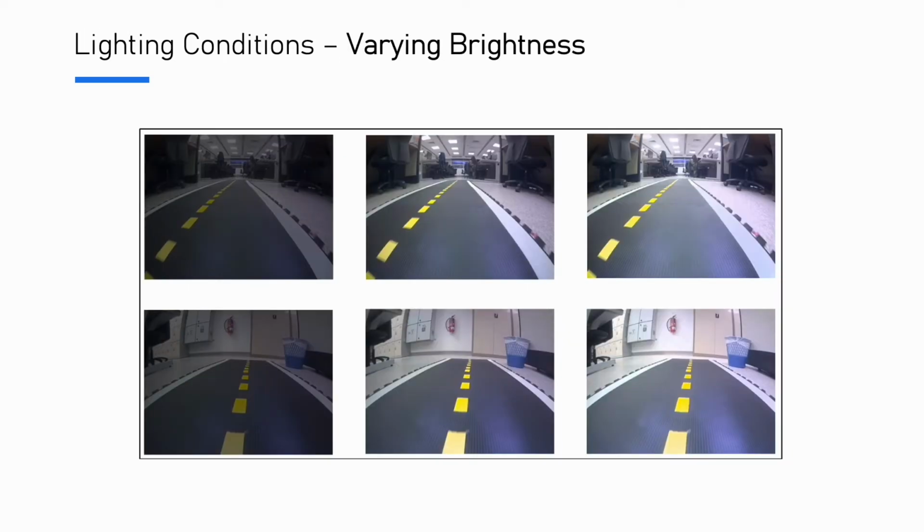In the experiment, varying brightness levels on the track were considered. The dim and normal lighting conditions were considered as in-distribution data, whereas the high brightness track was out of distribution.